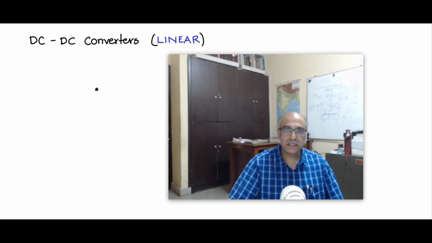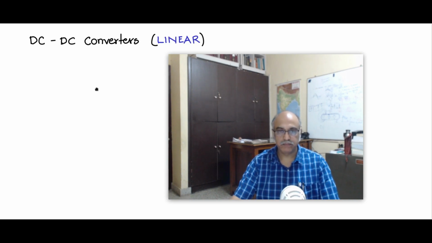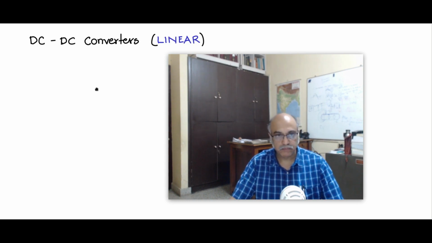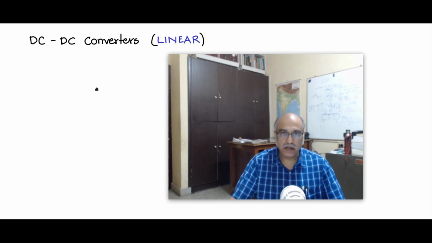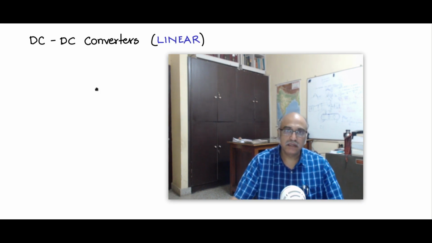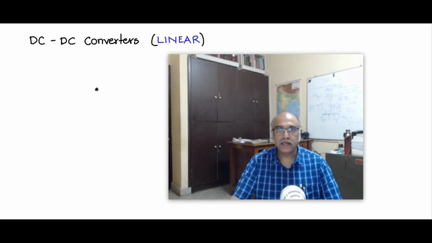We shall now discuss DC-DC converters. We have seen how to get DC from AC using rectifier capacitor filter. So that DC is unregulated. So we need to pass it through a DC-DC converter to get a regulated DC output at the output of the DC-DC converter.